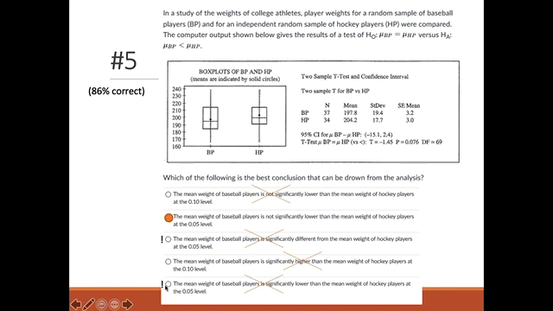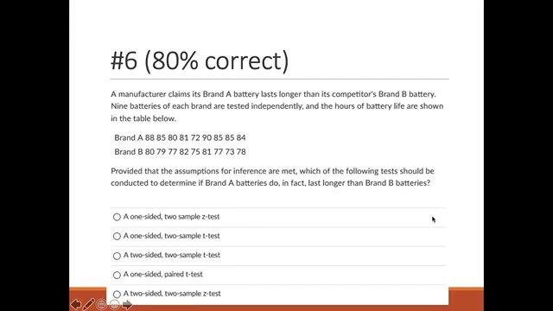This one was also relatively commonly chosen by students. So here, this says the mean weight of baseball players is significantly lower than the mean weight of hockey players at the 5% level. That's not true. That would be a true statement at the 10% level, but at the 5% level, it's not. The null hypothesis won't be rejected at the 5% level because the p-value is larger than 5%.